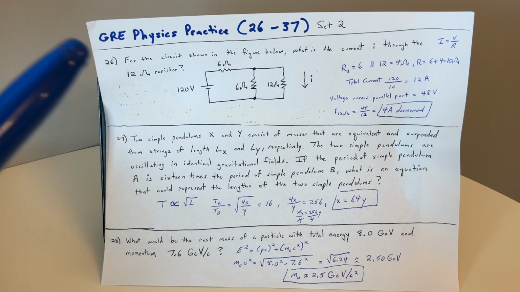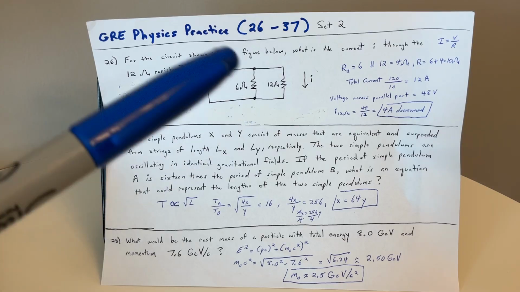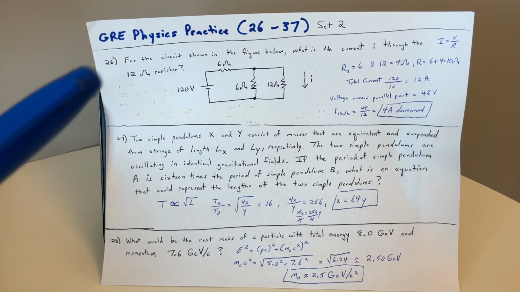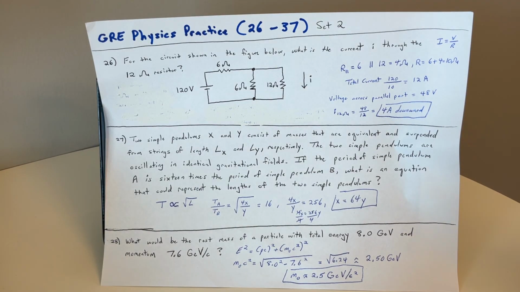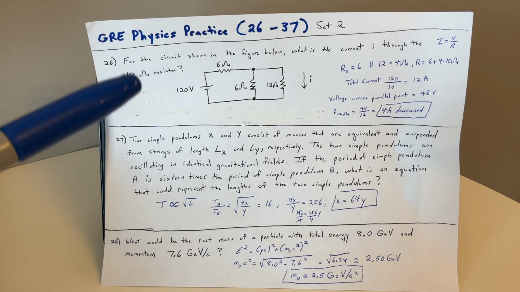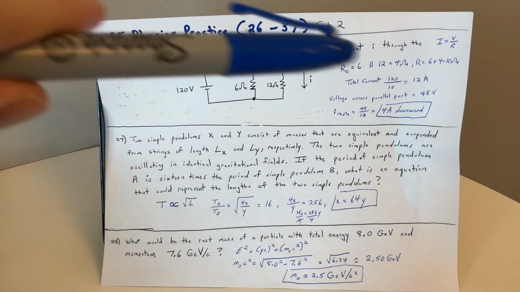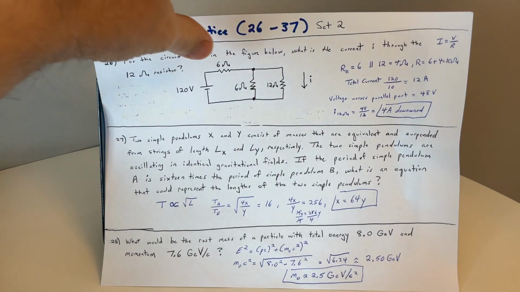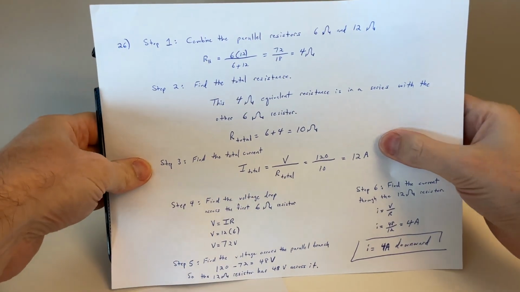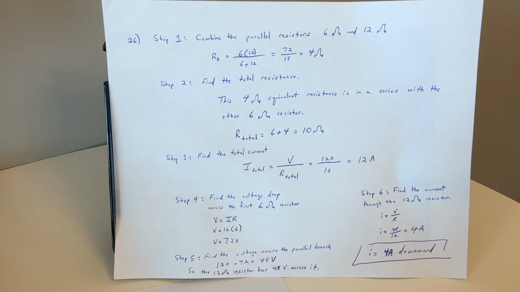Let's do 26, and I'm going to turn the page to do 26. For the circuit shown in the figure below, what is the current I through the 12 ohm resistor? So this is the diagram we're dealing with. So if you just want to get that diagram down, I'm going to show this in 6 steps, just in case you need review. You might have already got it. So just wanted to show this in complete steps.